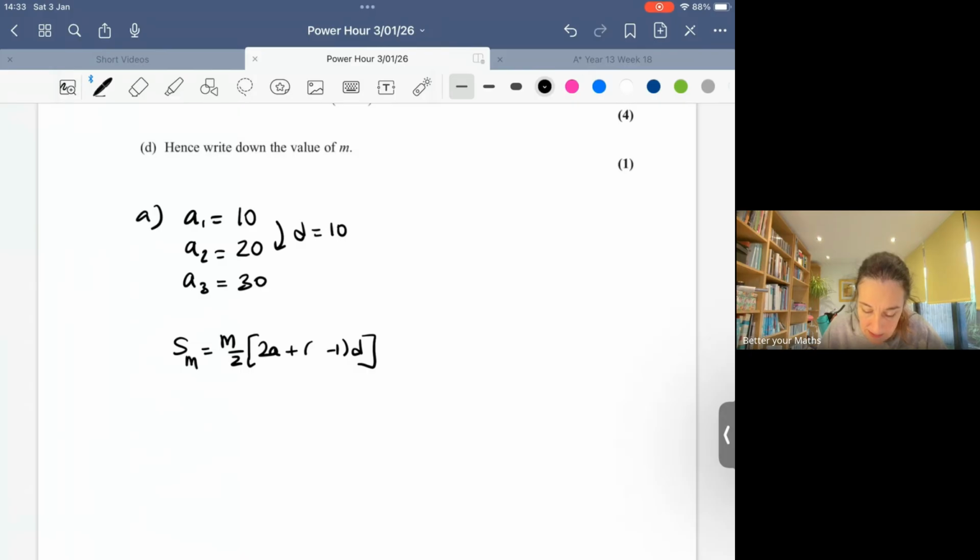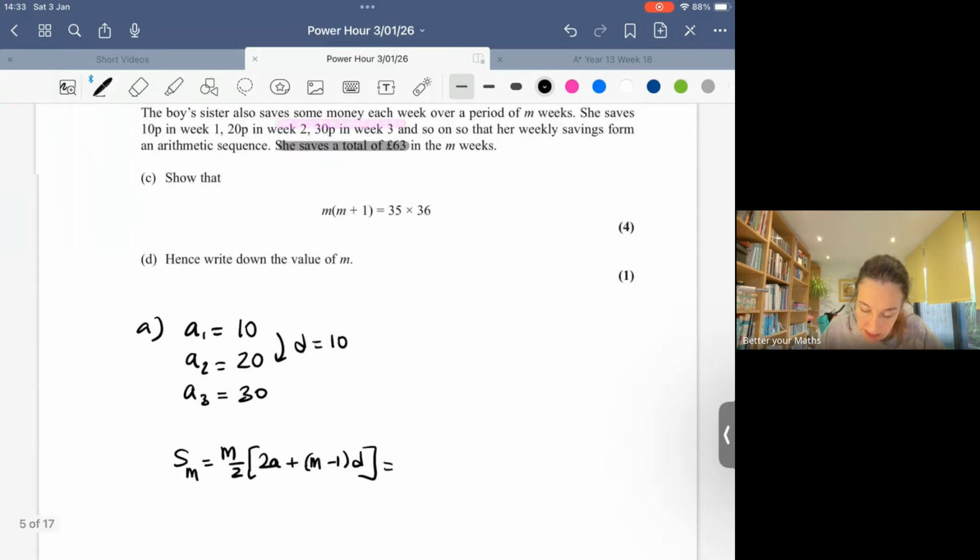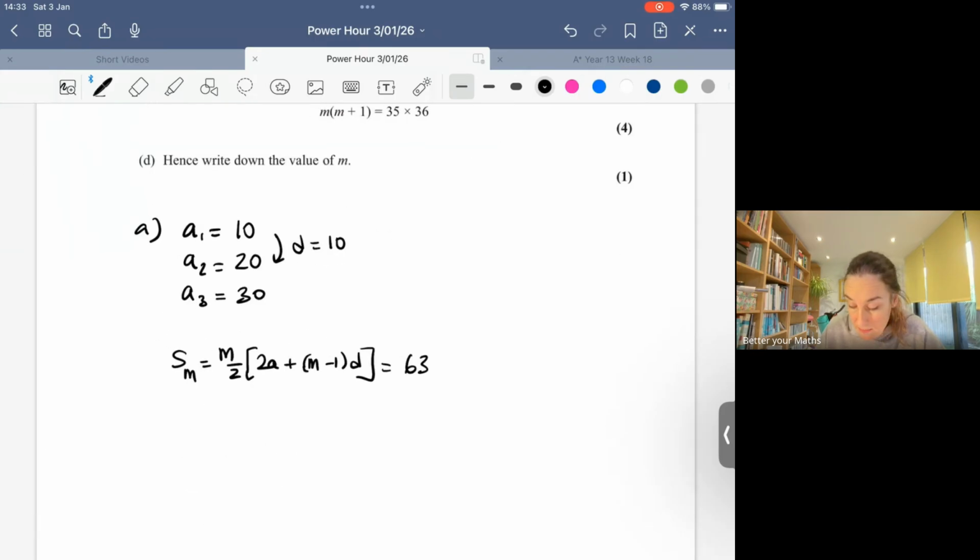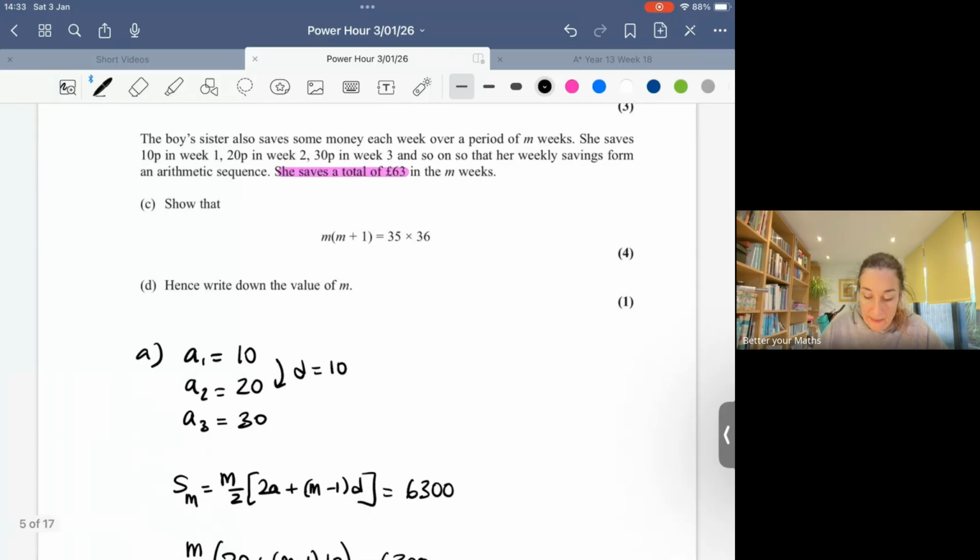So m weeks is going to be equal to 63 pounds, which in pence is 6,300. M divided by 2, I cannot do much with that. 2a, because a is 10, is going to be 20. M minus 1, again, I cannot do anything with that. And d is 10. This must be 6,300. And this is where I'm going to get this. Yeah, so let's work on that.